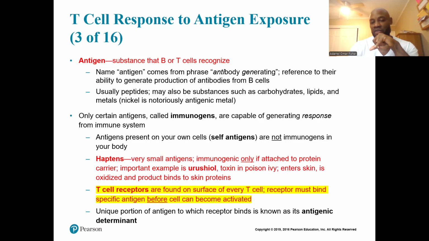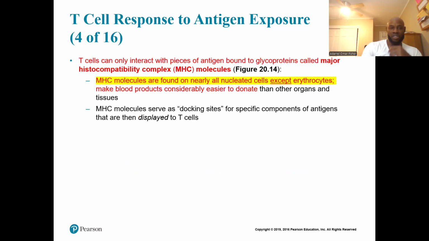And highlighted here, T cell receptors are found on the surface of every T cell. The receptor must bind a specific antigen before the cell can become activated. Right? So we have this T cell receptor that must bind a specific antigen before a cell can become activated, right? And that's what's going to give us this learned response.